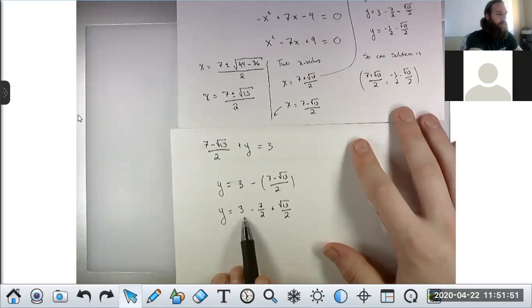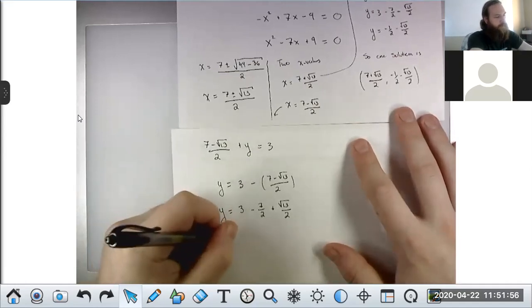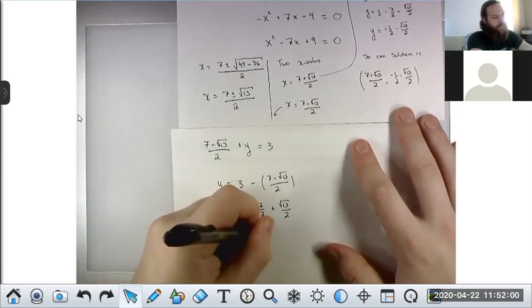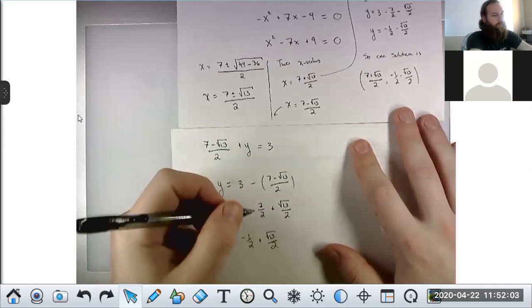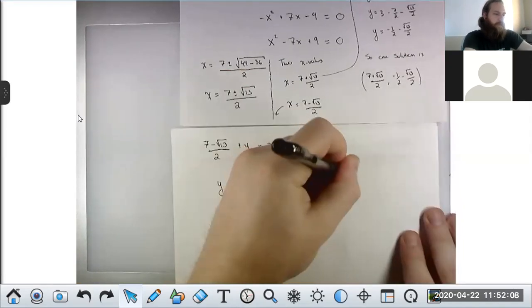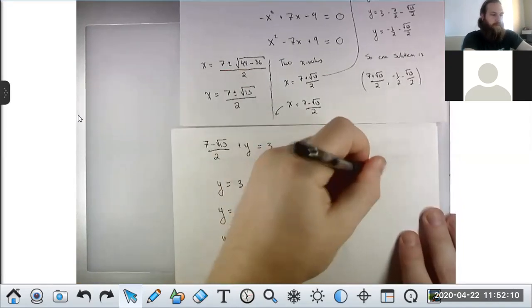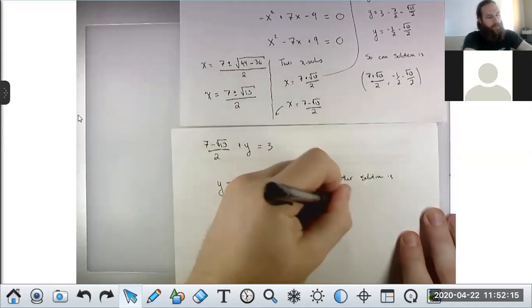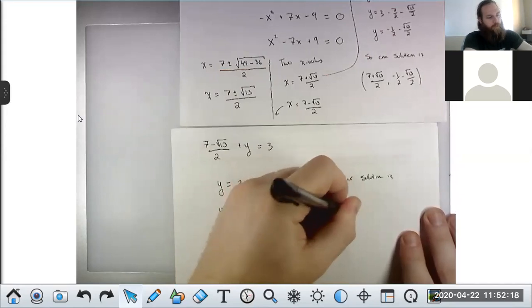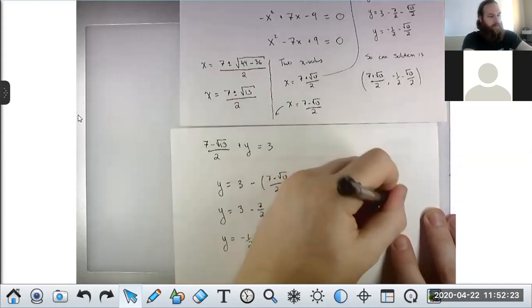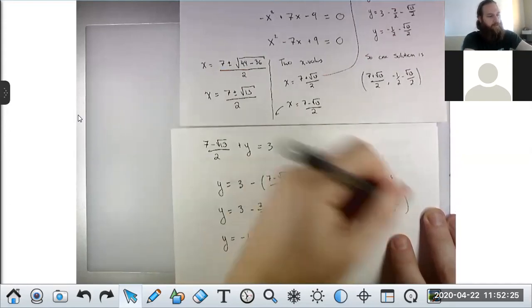And then from here again, 3 I can think of as 6/2. This is 6/2 minus 7/2, which is negative 1/2, plus the square root of 13 over 2. So the other solution is the ordered pair (7 minus root 13) over 2, comma, negative 1/2 plus the square root of 13 over 2.